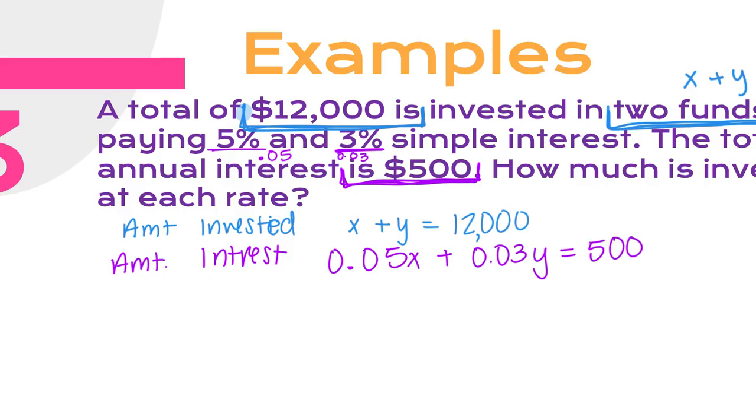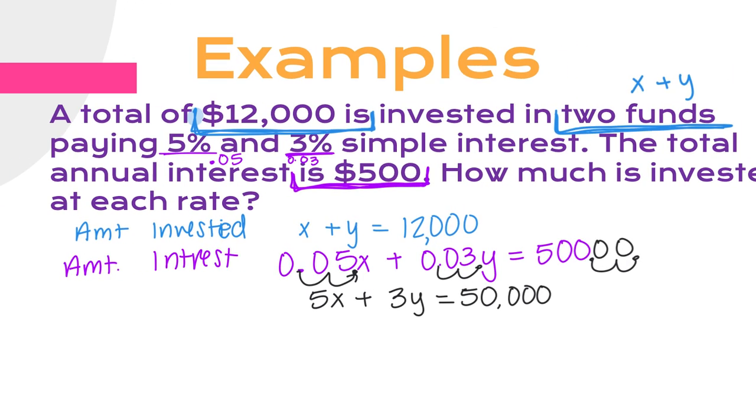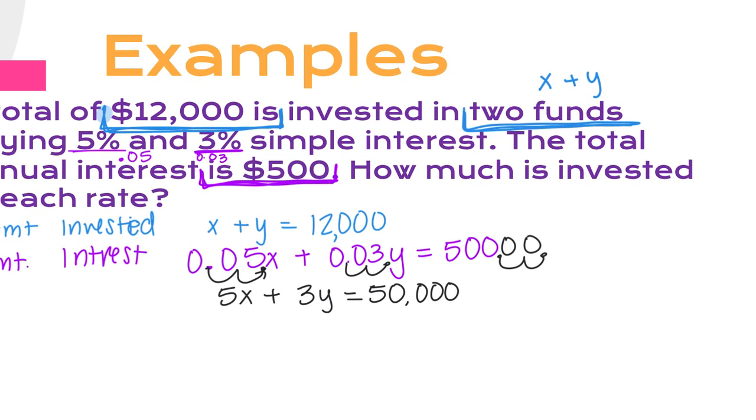So now I have 2 equations, and I'm going to do the same thing. Now, before I do that, I want to change those decimals to whole numbers. So what you have to do is move your decimal. If I'm moving it twice over here, I have to do the same thing on my ends, okay? So now if you want to rewrite it, you can say you have 5x plus 3y equals 50,000, okay? Always change it.